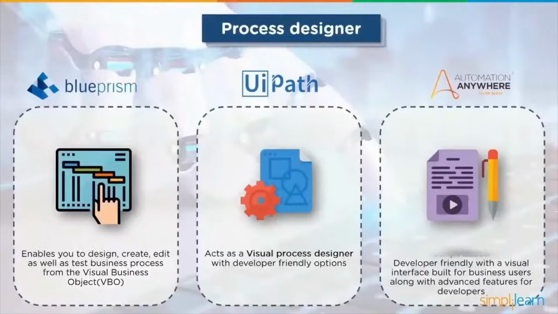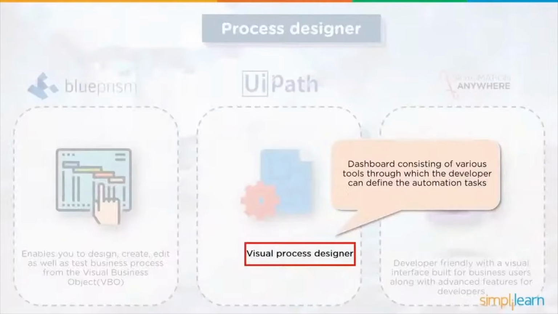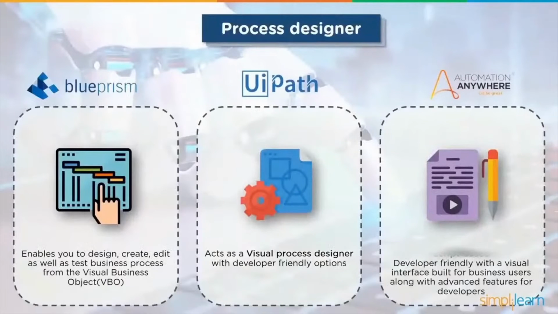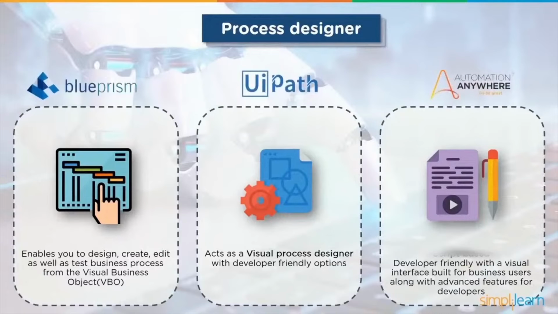UiPath, on the other hand, acts as a visual process designer with developer-friendly options. Now, a visual process designer is a dashboard consisting of various tools through which the developer can define the automation tasks. Automation Anywhere is developer-friendly with a visual interface built for business users along with advanced features for developers. Business users and developers can work side by side to build bots. They can see the visual interface and code in a single screen.